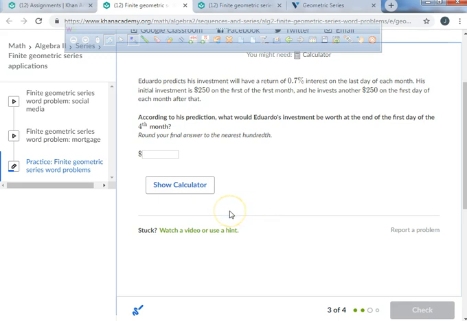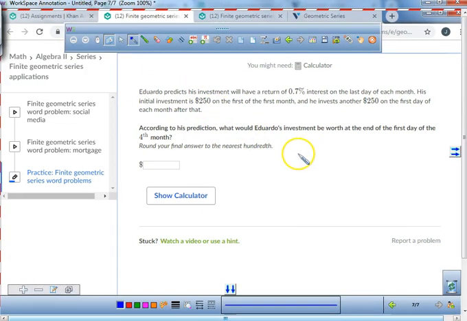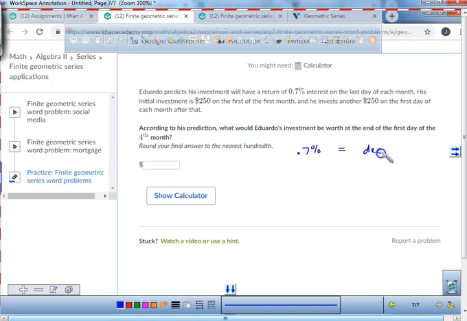Okay. Do another problem here. It says Eduardo predicts his investment will have a return of 0.7% interest. Something you're going to want to write down on this particular problem: you're going to want to write down 0.7%, because we have to change this to a decimal. His initial investment is $250 on the first of the month. If he invests another $250 on the first day of each month after that.